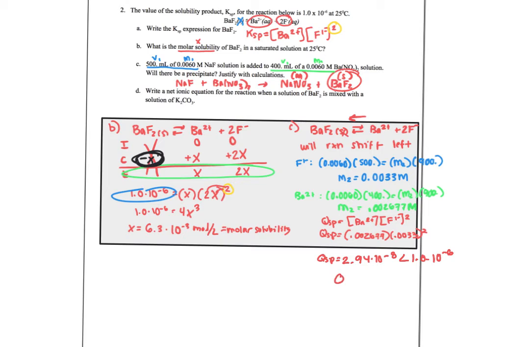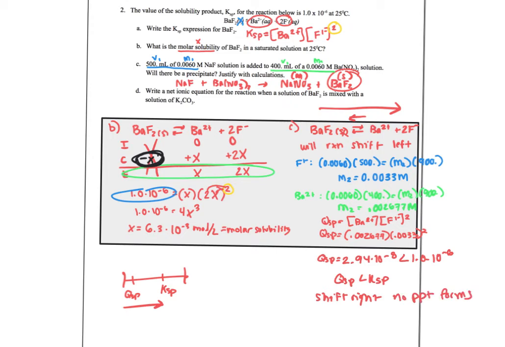So Qsp is less than Ksp. And remember, we always move towards the K. So if Ksp is bigger than my Qsp, we're going to move to the right. So we shift right. And in this reaction, the right is aqueous, so no precipitate forms.